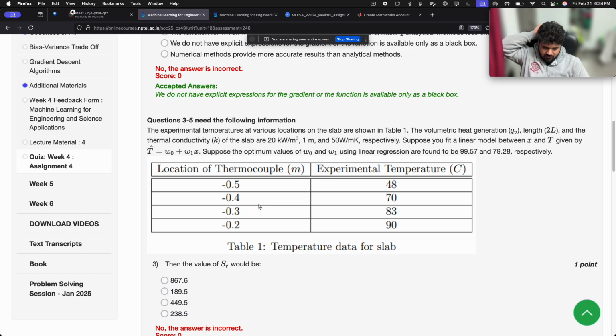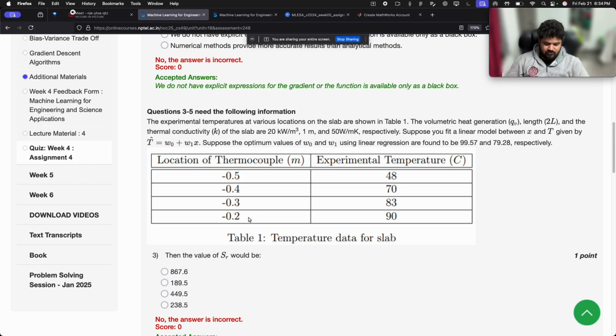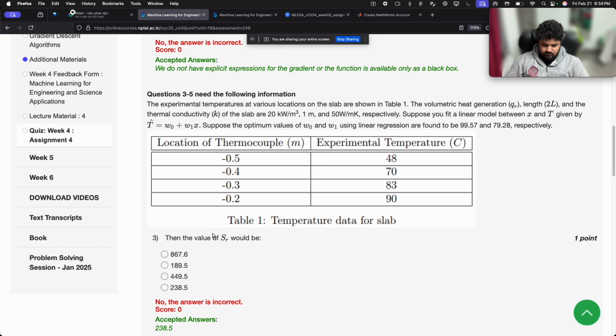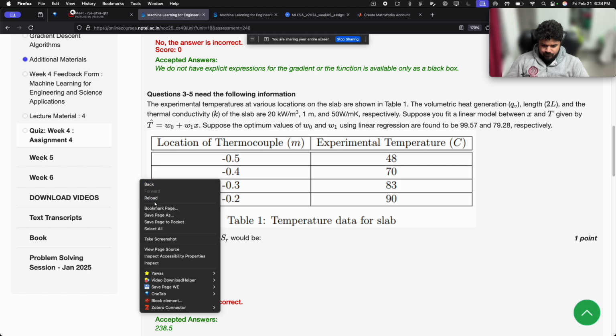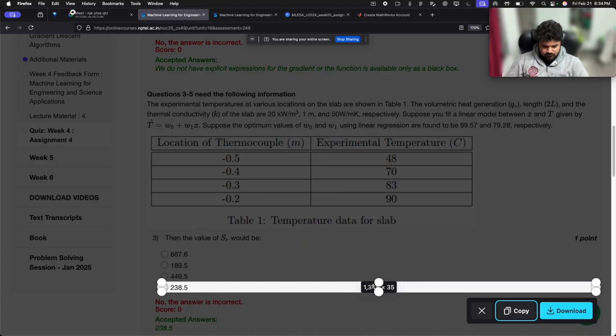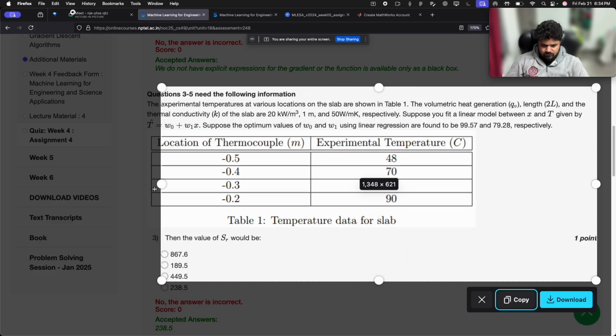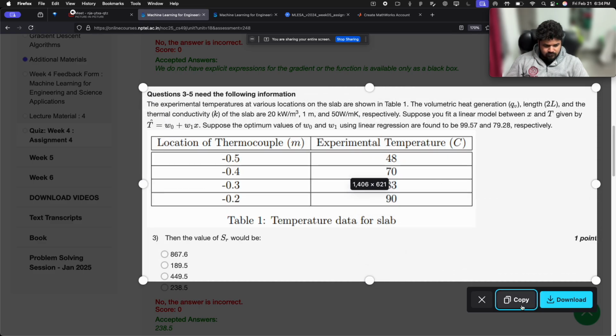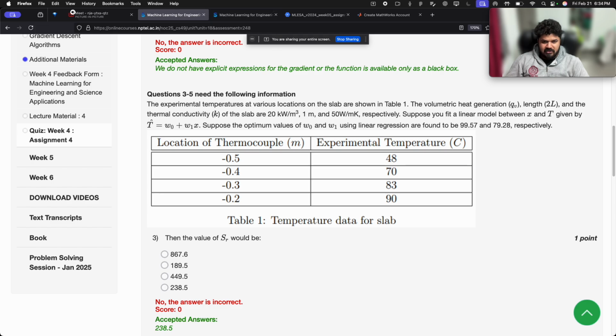Question 3. Shall I do it for you, or do you have any doubts in this question? For question 3, just use some GPT or use the computer, okay? And then I'll show you.